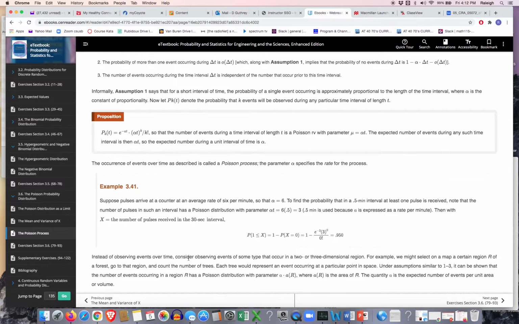So instead of using time, you could observe events that occur over volumes or areas. And you might select on a map a certain region R in a forest, go to that region and count the number of trees. Each tree would represent an event occurring at a particular point in space. And so using assumptions, it can be shown that the number of events has a Poisson distribution with parameter alpha times A of R, where A of R is the area of R. And you can do the same with volume as well in certain other areas.